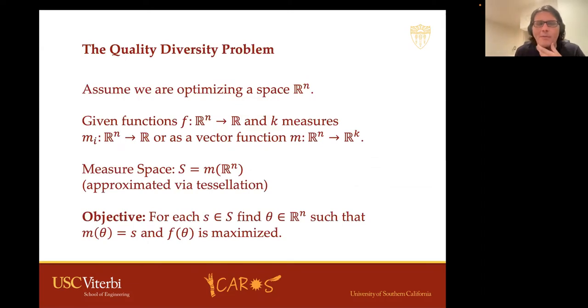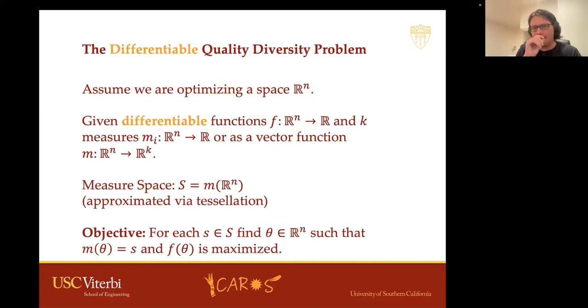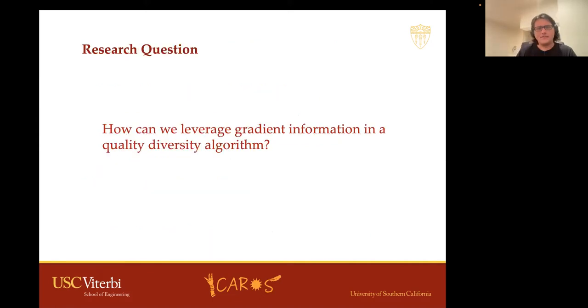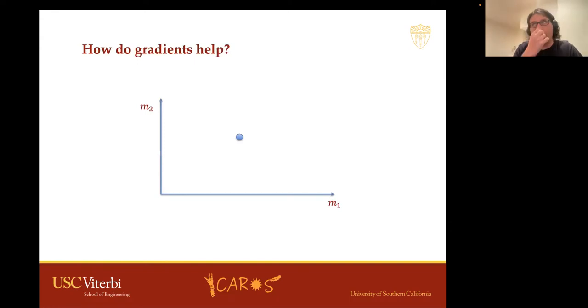And I thought, well, maybe we can do something with quality diversity optimization that's very similar, and just change one word in the problem definition: that F and M are differentiable functions. So the question we ask ourselves is, what does a quality diversity algorithm look like now if we have gradient information on F and M? It's fairly obvious how the gradients help on F. If you have an objective, gradient descent works, but it's not as obvious how they work on the measure functions.